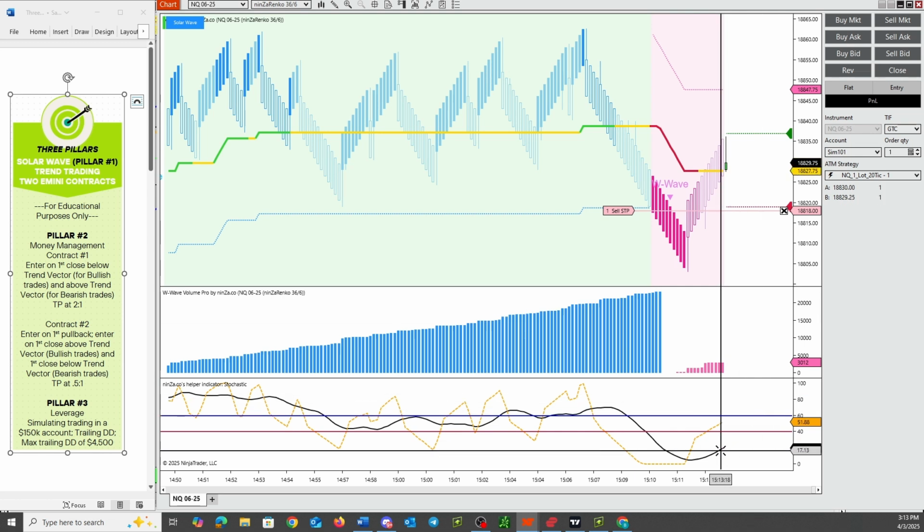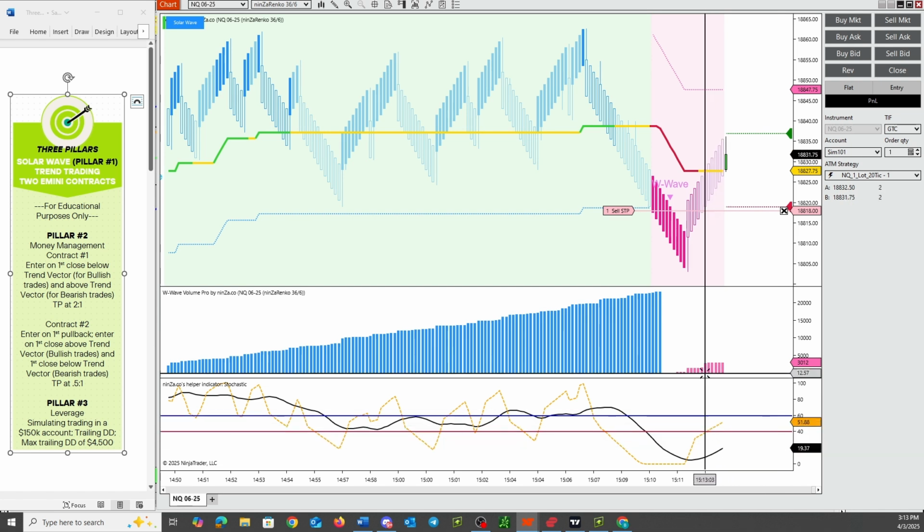All right, so you see we're setting up here, everything looking right. We're accumulating volume. They're debating right now. They're fighting over the button, over which way to push it.